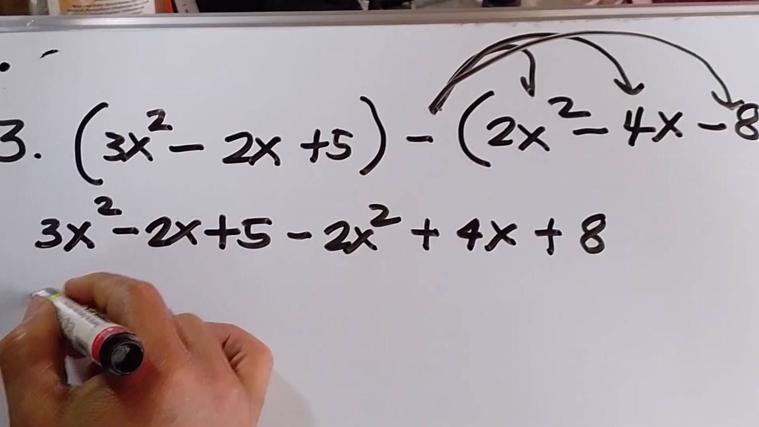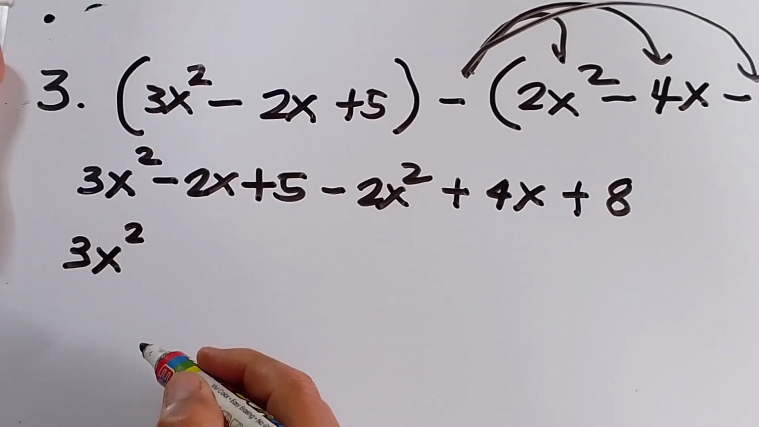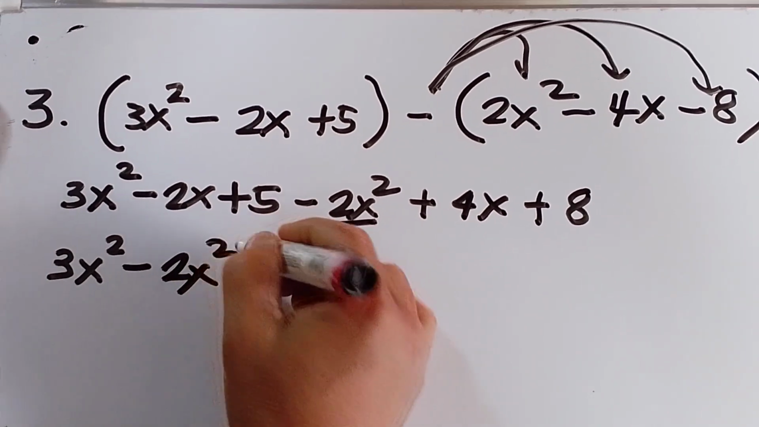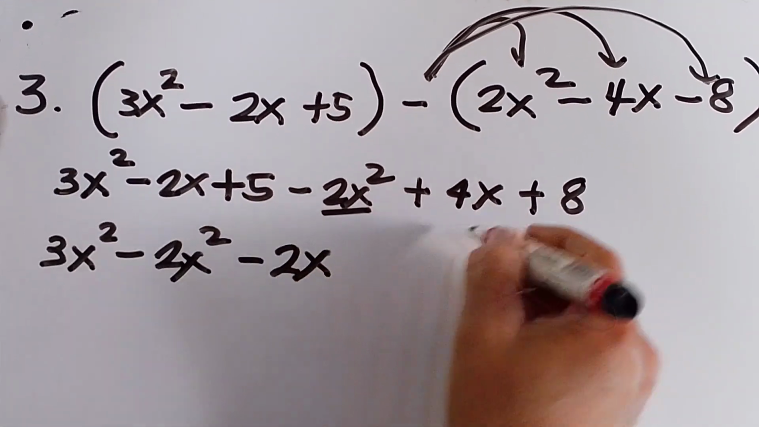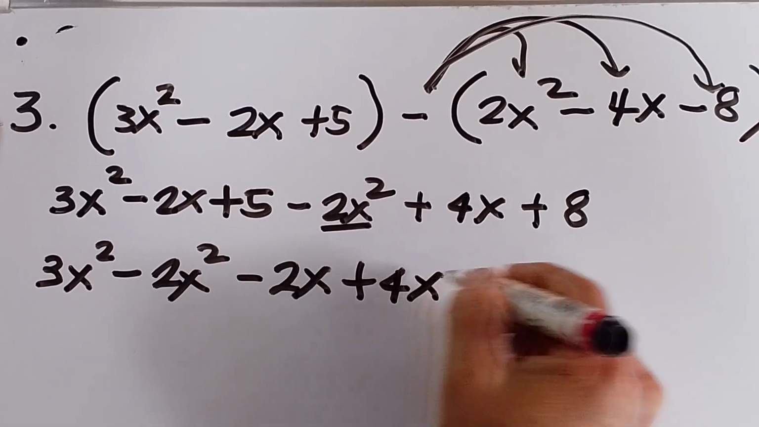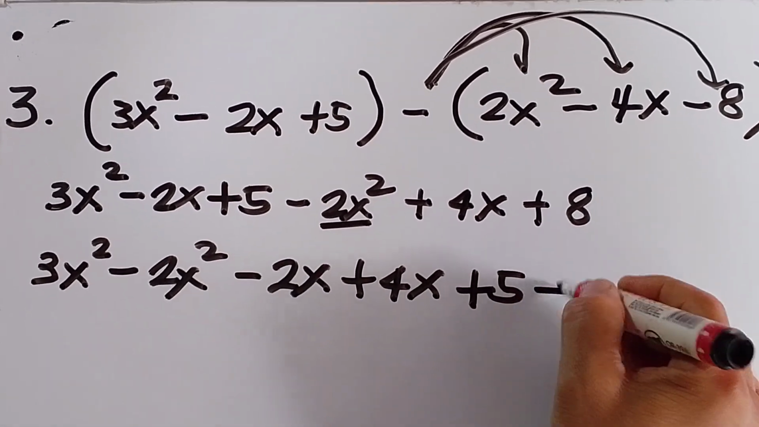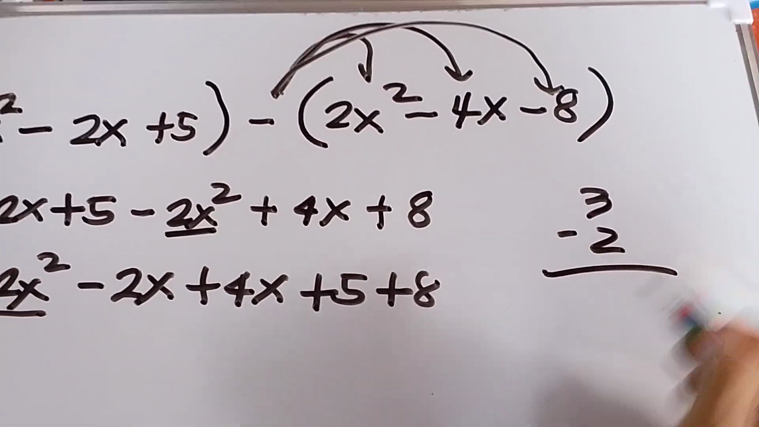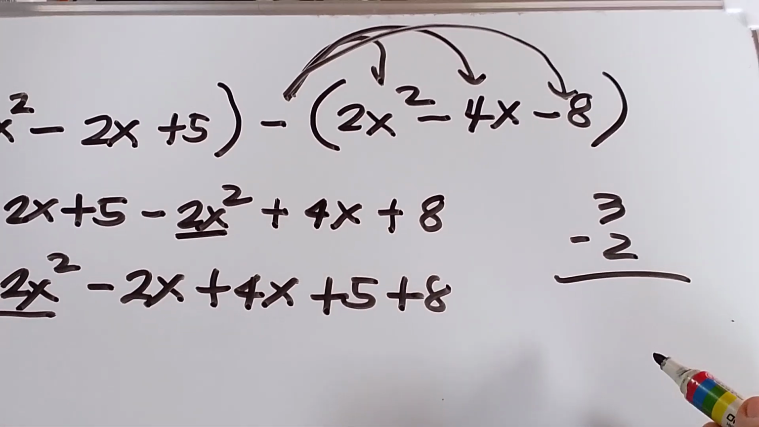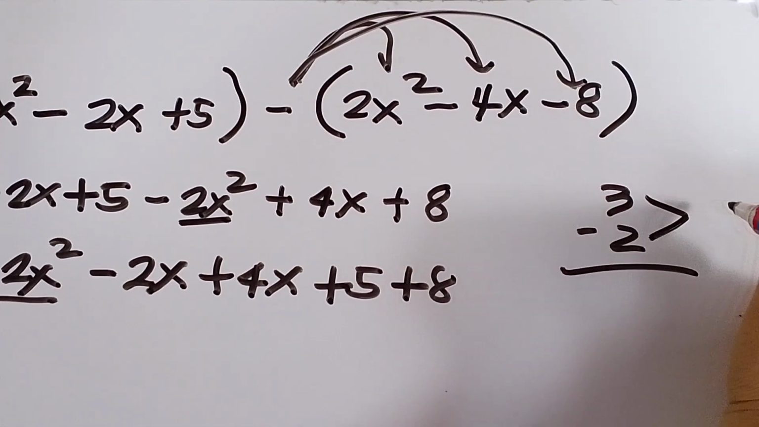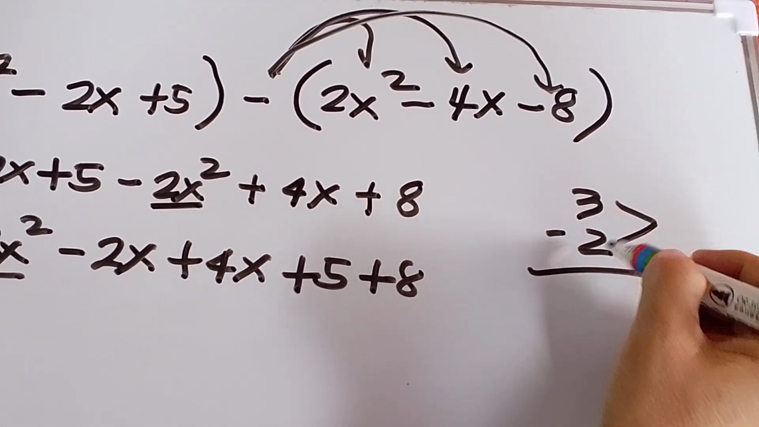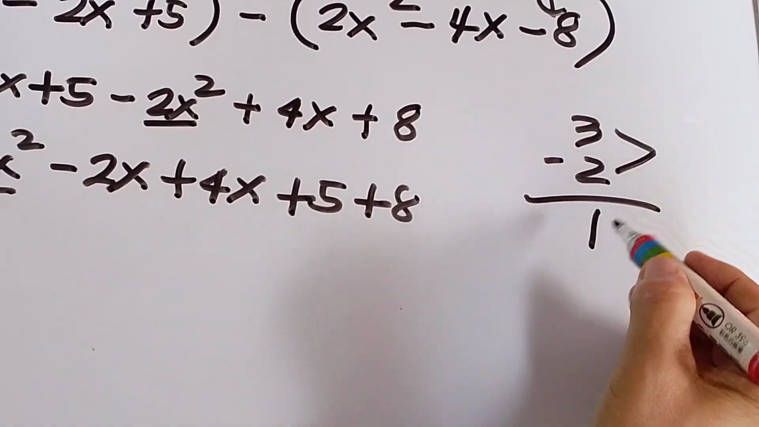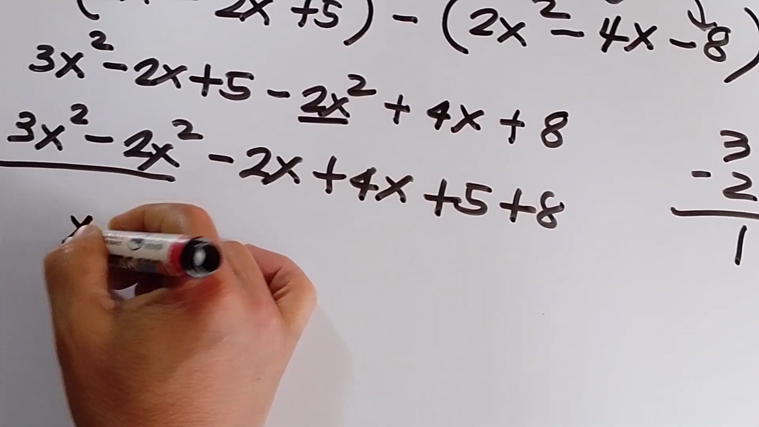And then I need to combine the same variable with the corresponding exponents. So this will be 3x squared minus 2x squared, then minus 2x plus 4x, and then the constants, plus 5 and plus 8. So this one is 3 minus 2. What I said, if they are unlike signs, we will use subtraction. 3 minus 2 is 1. Since 3 is greater than 2, the sign is positive. So this will be x squared.